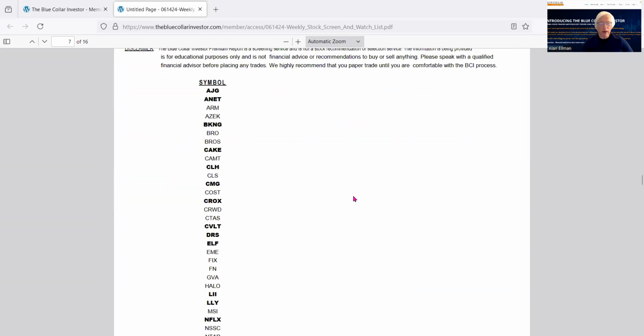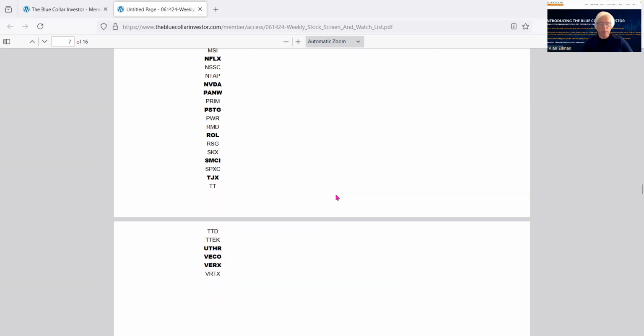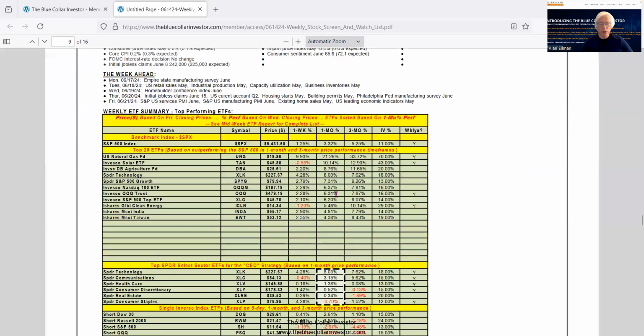Now, we also have a copy and paste feature if you want to copy these eligible securities in those white cells to your own spreadsheet. It's probably not necessary, but we have some members that do like to do that, so that feature is available.